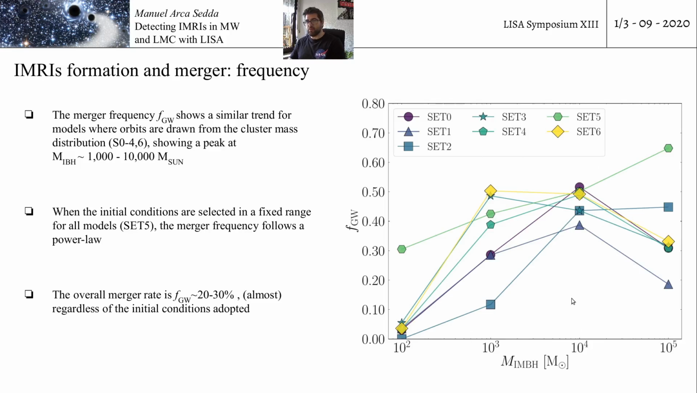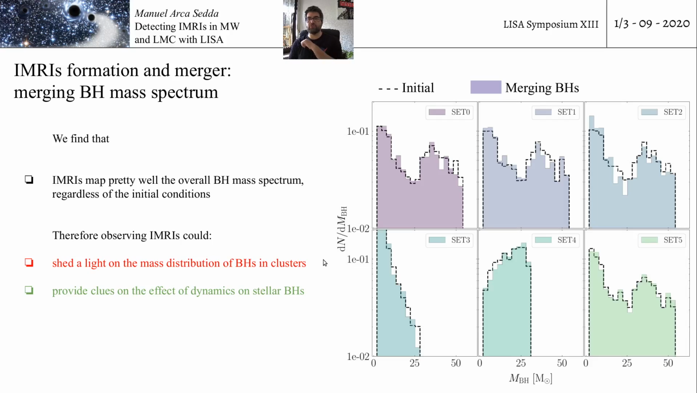We have a kind of maximum value for the merging probability at IMBH masses of 10 to the 3 and 10 to the 4, although with a huge scatter that depends mostly on the initial conditions. So IMRIs seem to form quite frequently, especially in this mass range. And we've been looking for peculiarities of these IMRIs that can tell us something about the evolution of the IMBH or of the cluster that is nursing it.